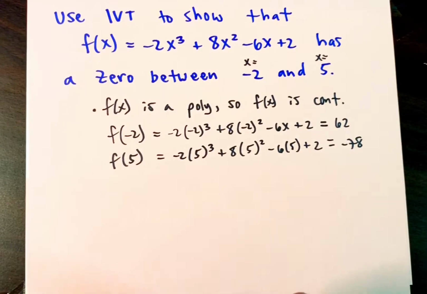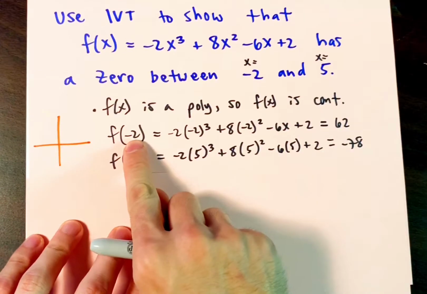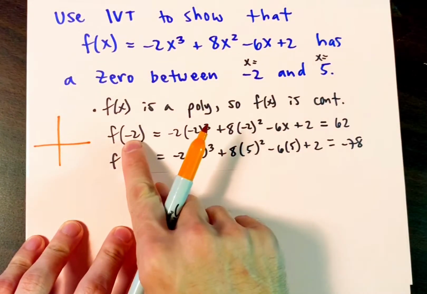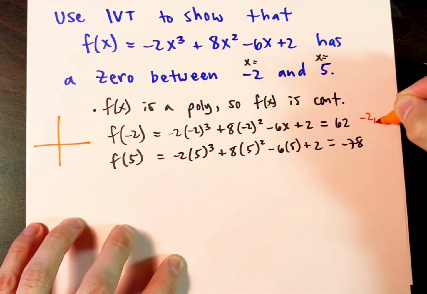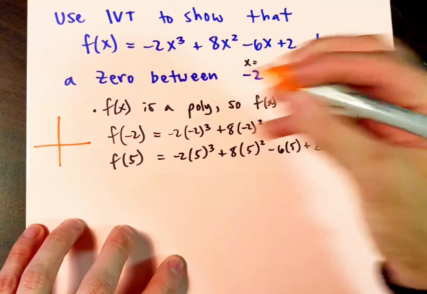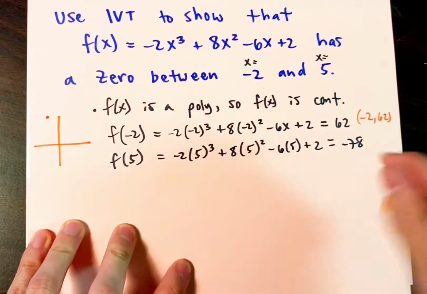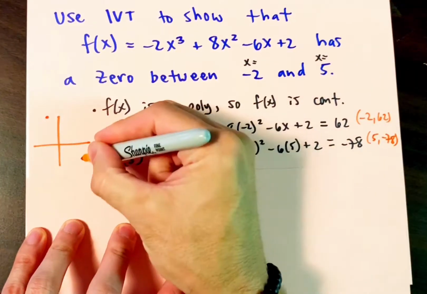So let me make a quick comment here in orange. So roughly -2, 62. So that's a point. This is your x and this is your y. So that point would be like -2, 62. That's somewhere in quadrant 2. What about this point? 5, -78. That is somewhere in quadrant 4.